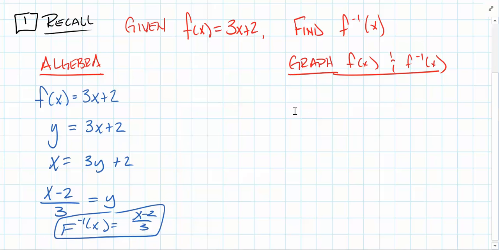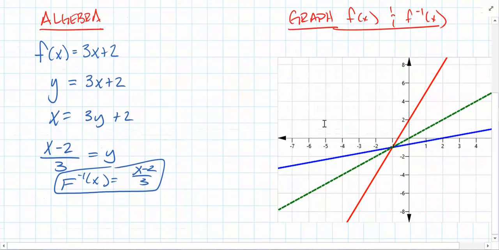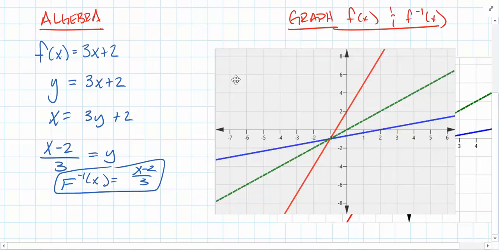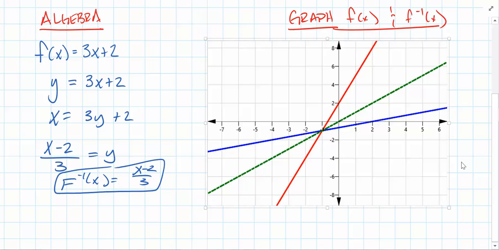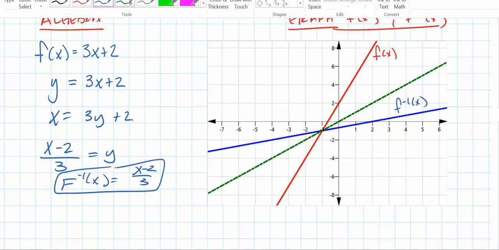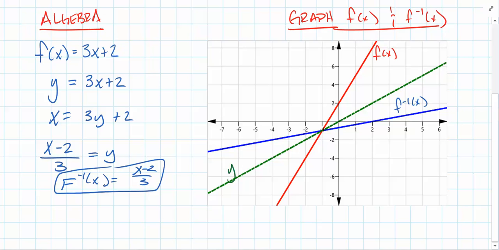Good. And then over here I asked you to graph it, which I'm going to do right now. Check that out. So the red graph represents f of x, which is the 3x plus 2, right? And then the blue graph represents f inverse of x, which we found over here to be x minus 2 over 3. What does the green graph here represent? It's just the line y equals x.